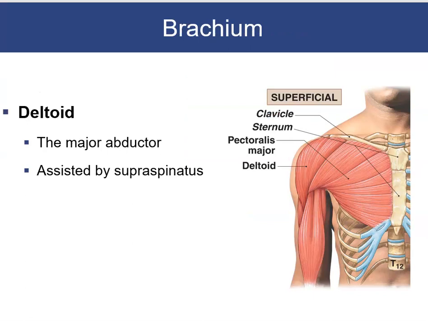Now, muscles of the brachium. The deltoid, this is a large muscle on your shoulder. This is the major abductor of the arm. So this would be the agonist, and the synergist would be the supraspinatus that we just talked about.